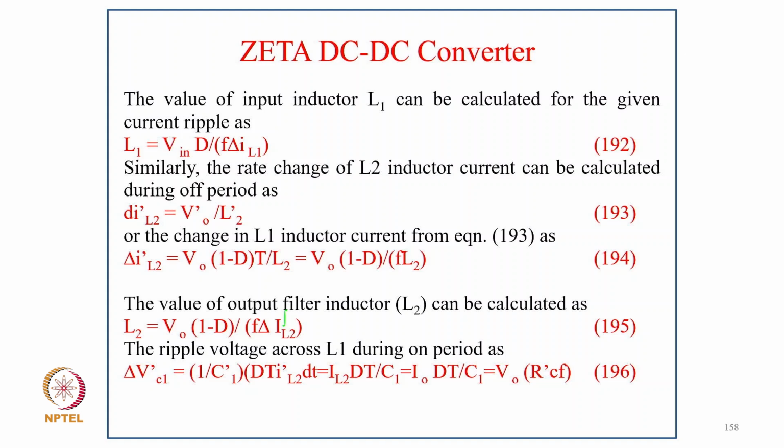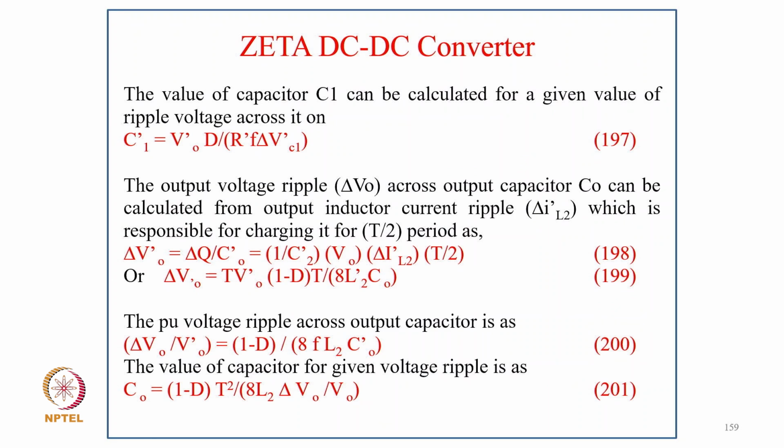Similarly, the rate of change of L2 current can be calculated during the off period. So delta IL2 equal to VO dash upon L2 dash, or change in inductor current delta IL2 dash equal to VO (1 minus D) T upon L2, or equal to VO (1 minus D) upon F L2. The value of the output filter inductor can be calculated as L2 equal to VO (1 minus D) upon F delta IL2, and the ripple voltage across C1 can be delta VC dash equal to 1 upon C dash integral IL2 dt, or equal to IL2 dt upon C1 equal to IO dt upon C1, or equal to VO divided by RO into R dash CF. And the value of capacitor can be calculated for a given value of ripple.